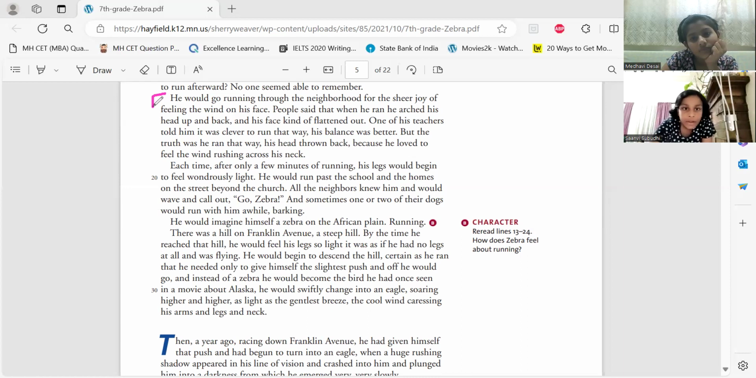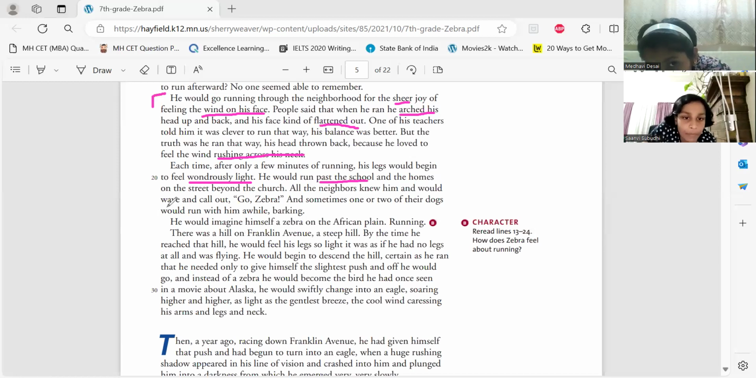He would go running through the neighborhood for the sheer joy of feeling the wind on his face. People said that when he ran, he arched his head up and back, and his face kind of flattened out. One of his teachers told him it was clever to run that way. His balance was better. But the truth was, he ran that way, his head thrown back, because he loved to feel the wind brushing across his neck. Each time, after only a few minutes of running, his legs would begin to feel wondrously light. He would run past the school and the homes on the street beyond the church. All the neighbors knew him and would wave and call out, "Go Zebra!" And sometimes one or two of their dogs would run with him while barking.